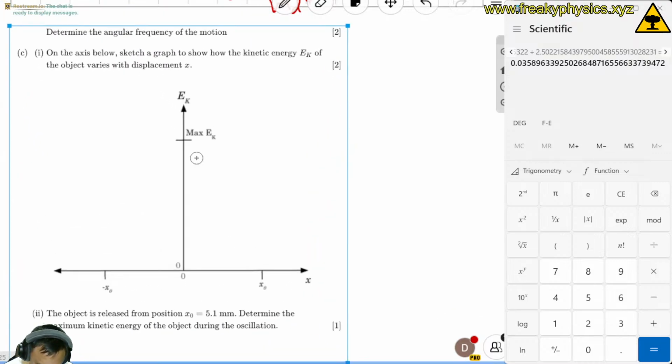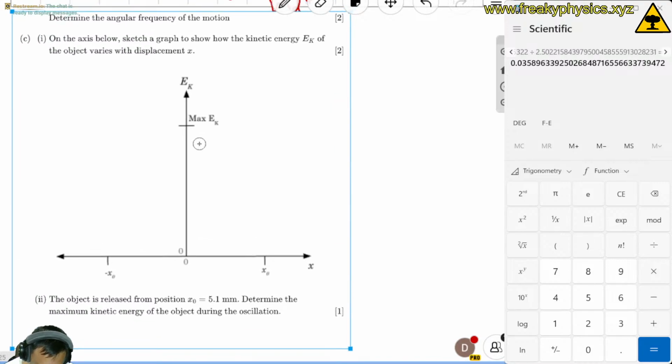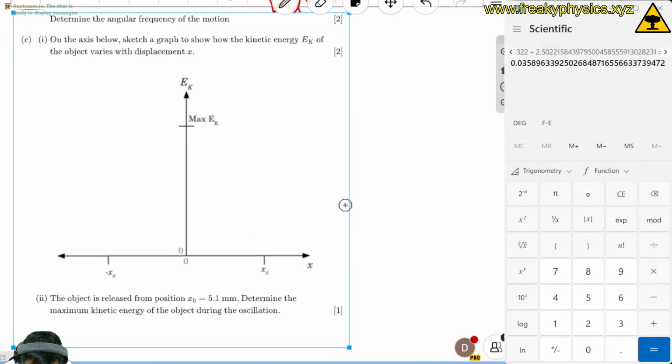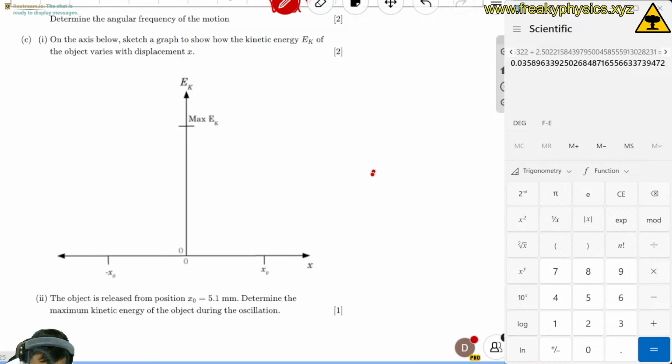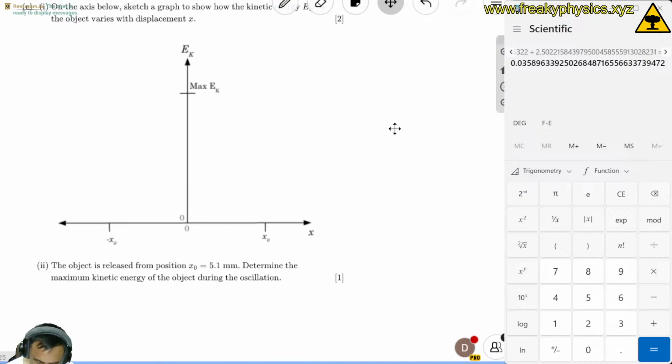All right, but anyway, here, sketch the graph to show how kinetic energy varies with x. And then D, the object is released from position x0 equals 5.1 millimeters. Determine the maximum kinetic energy of the object. Okay, first of all, again, maximum kinetic energy is here. Minimum kinetic energy will be here. That should be easy for C. And then, is it straight lines or curved? From what you recall, curved. It should be curved.